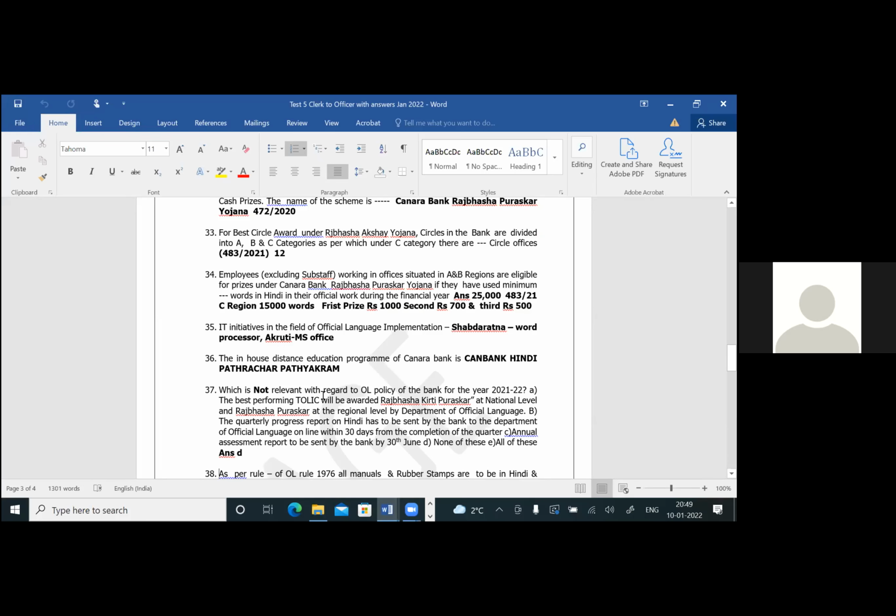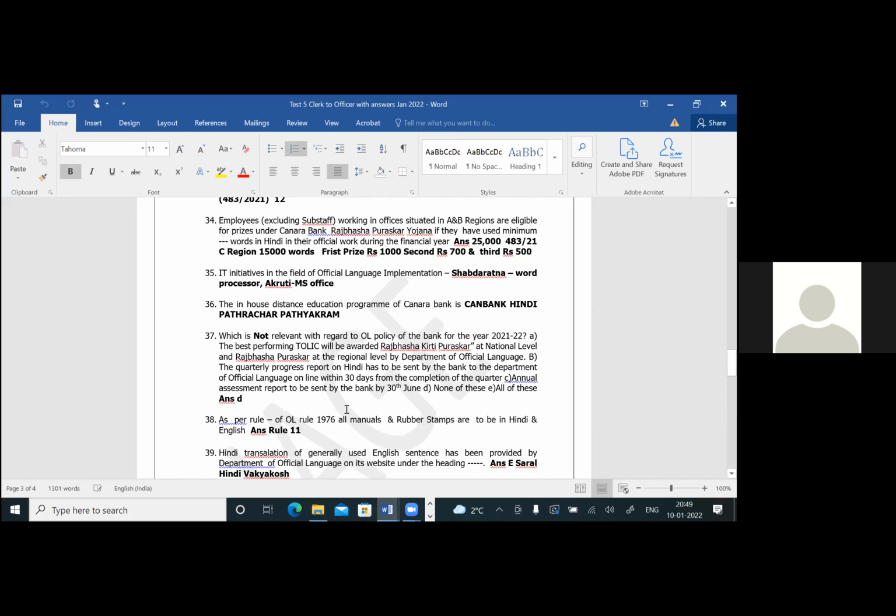That means which is not relevant. All of them are relevant. Okay, question number 38. As per rule dash of OL rule 1976, manuals and rubber stamps are to be in Hindi and English. Rule number 11.